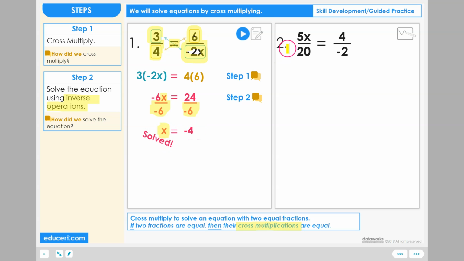You are now ready to cross-multiply and solve the equation in problem number 2.